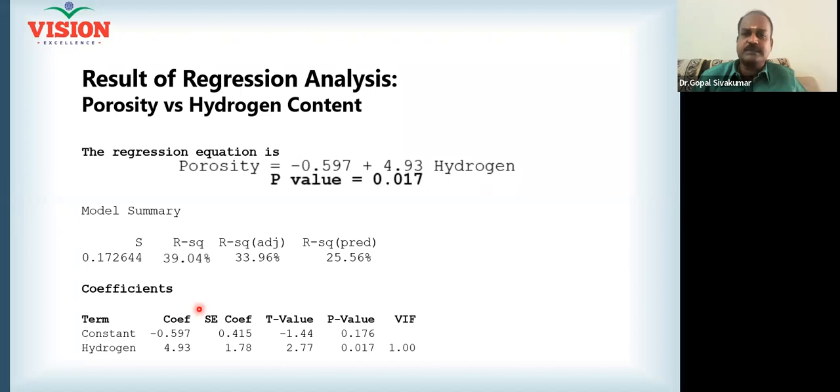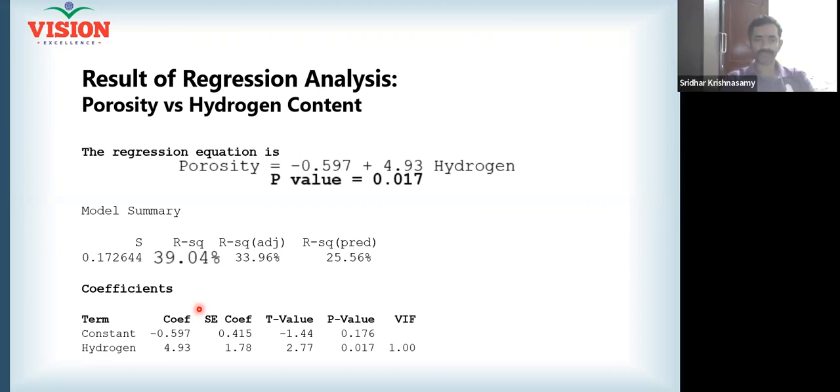And now look at the model summary. How much is the R square? 40.04. What is this telling you? Close to 40%. So the hydrogen content has a role in making your castings porous. But what is its influence in terms of percentage? Close to 40%.